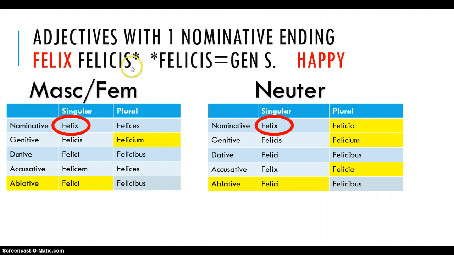So you just chop off that is, and then your stem is felic all the way throughout. You've got felici, felicium, felicibus. The only place felic will not appear is accusative singular because nominative and accusative neuters have to be the same. So go ahead and pause the video, take a moment, and copy this down. Okay, and now we can work on your homework together.